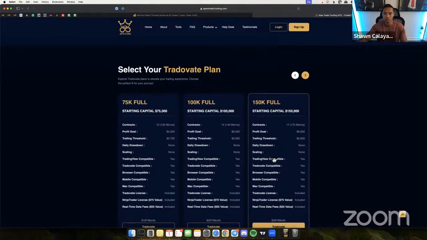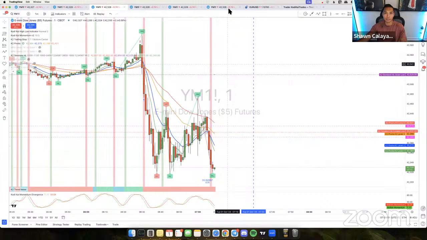The 150K is the next level up. This is like middle. And then 300K, of course, this is like the monster. It's tough to pass that during regular trading.